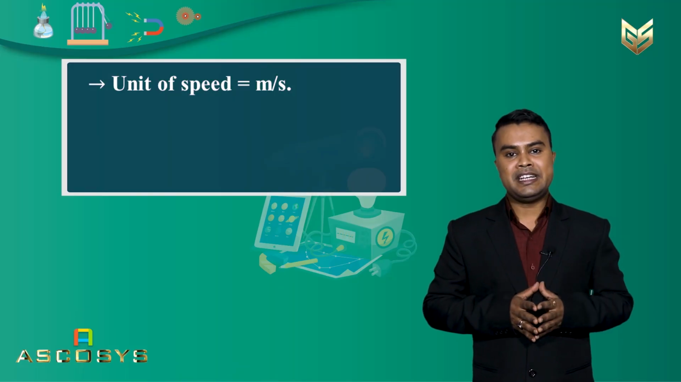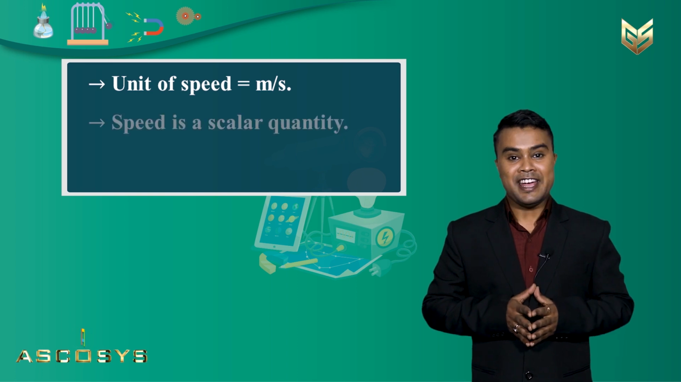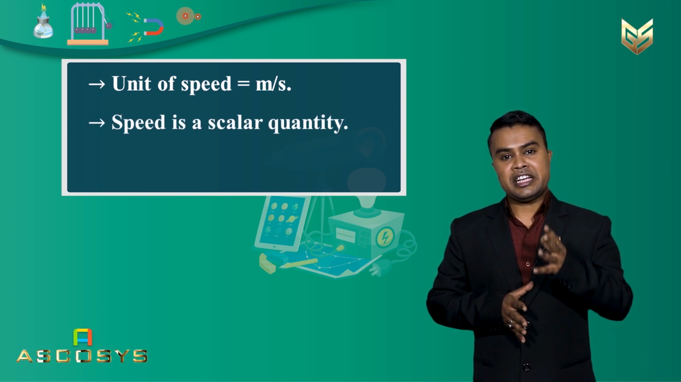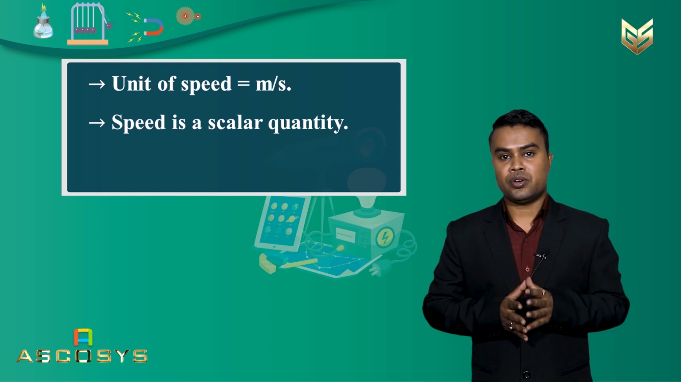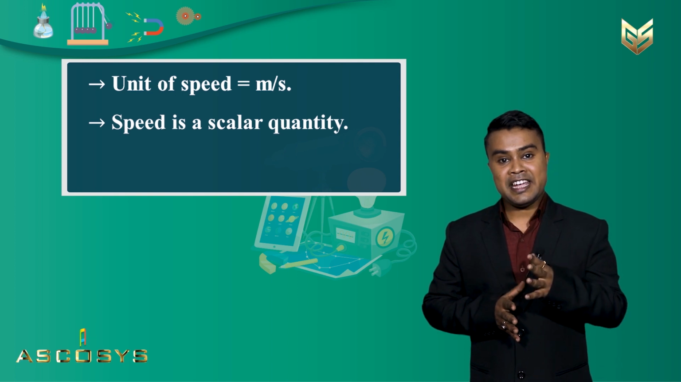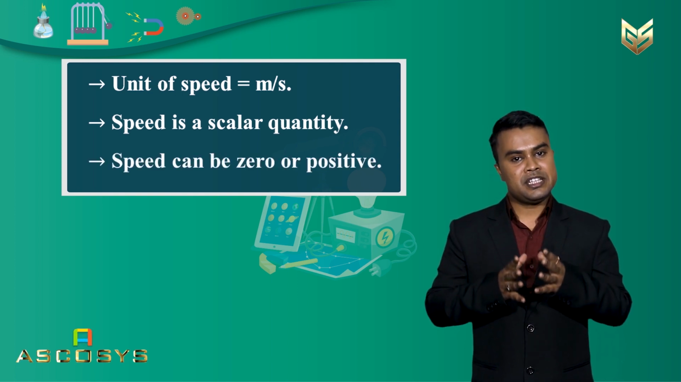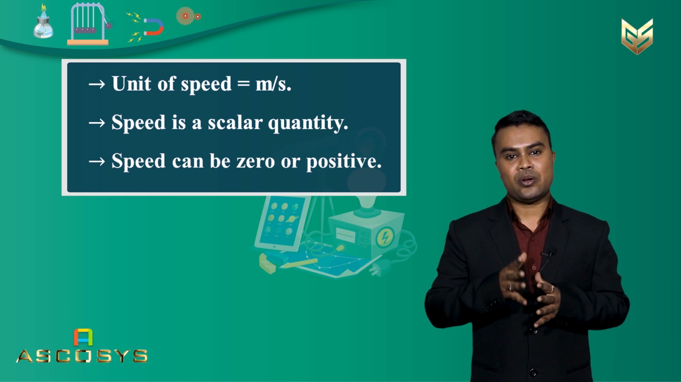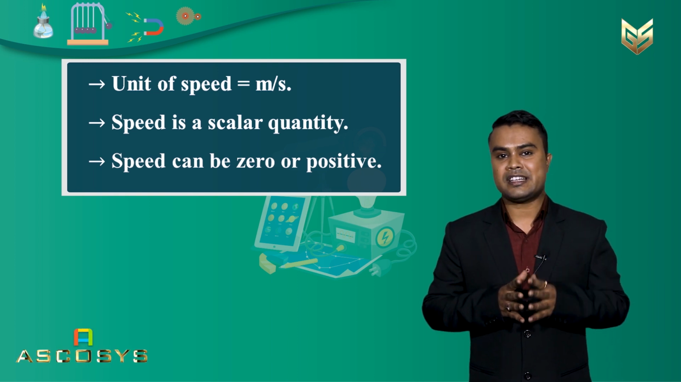The unit of speed is meter per second. It is a scalar quantity, which is to say that it can only measure magnitude, not the direction. Speed does not have a specific direction like distance. It can be 0 or positive. For a scalar quantity, it can only be 0 or positive. We have already discussed it.